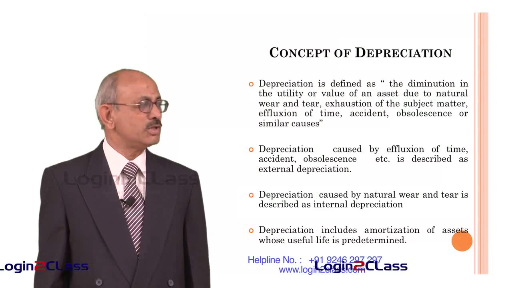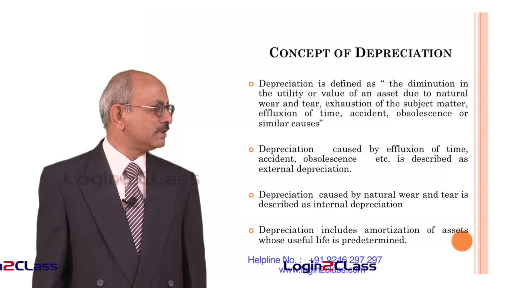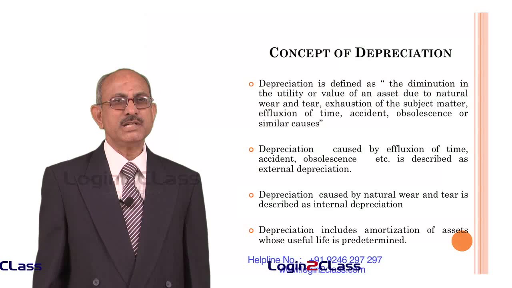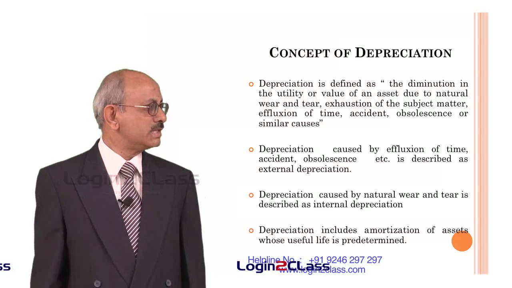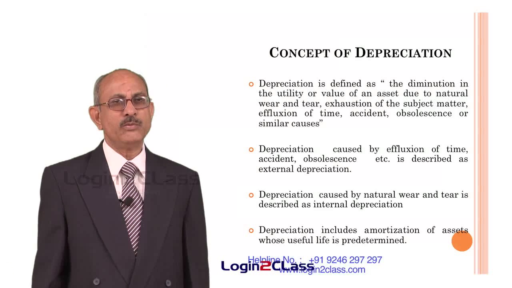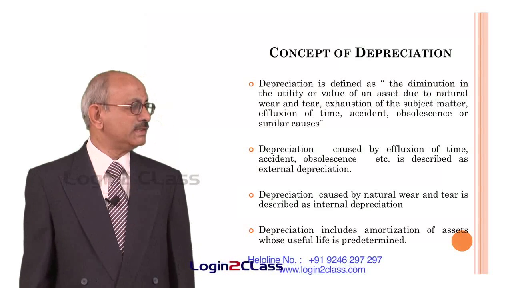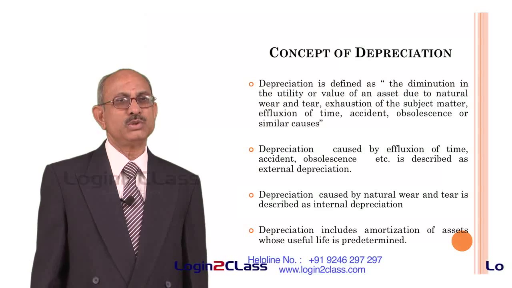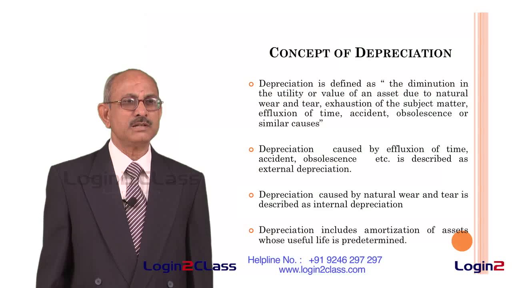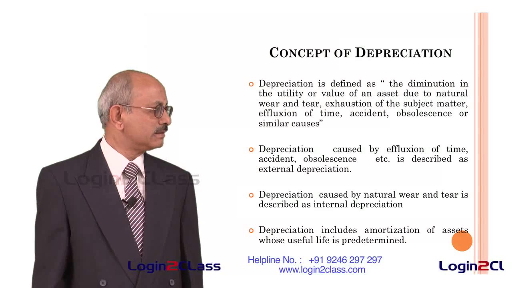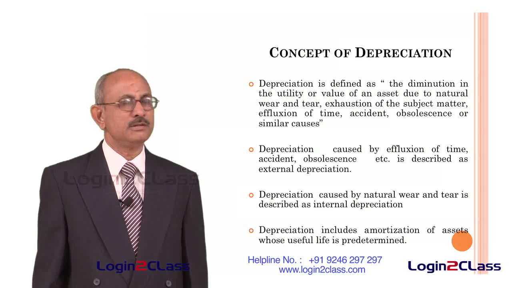Depreciation also includes amortization of assets whose useful life is predetermined. Normally, we use three words here. One is called depreciation, the other is called depletion, the third is called amortization. All of them are used interchangeably. Normally, depletion is used for wasting assets like mining resources, whereas amortization is used for those assets whose life is predetermined. For example, goodwill, which has to be written off for a certain period, or a patent, where the assets are required to be written off for a certain specific period.